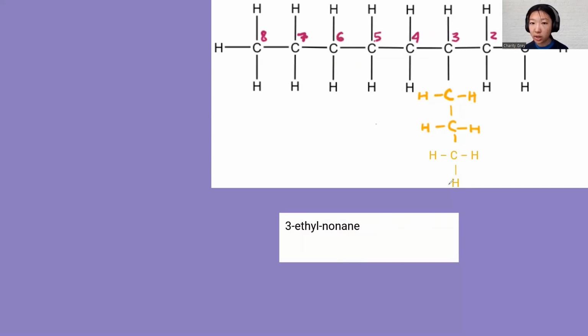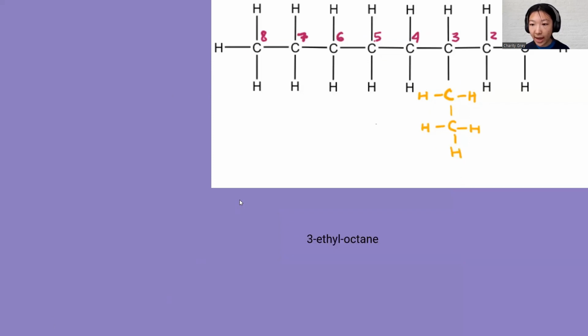It is no longer octane. And you notice that if we go back, this is our octane branch. This one is correct, right? This is not nonane, because 1, 2, 3, 4, 5, 6, 7, 8, that's your carbon chain we've been counting. But if you went and counted this side, this is also 8 carbons.